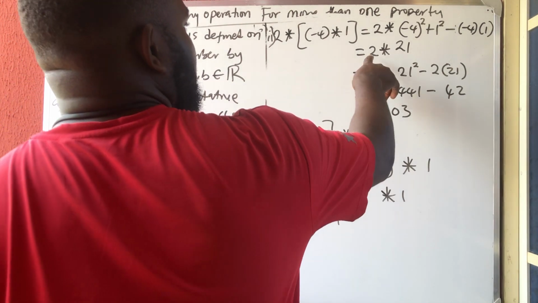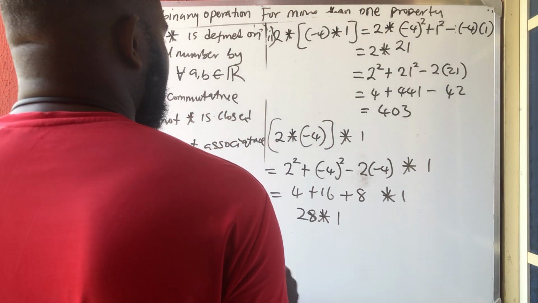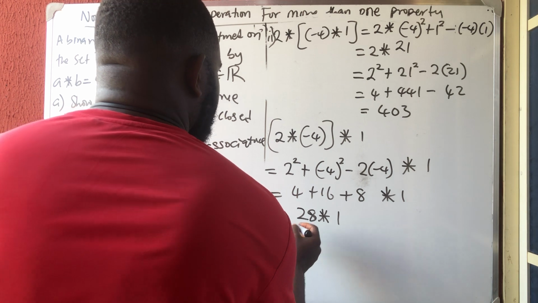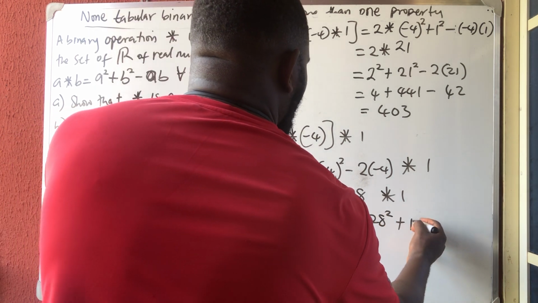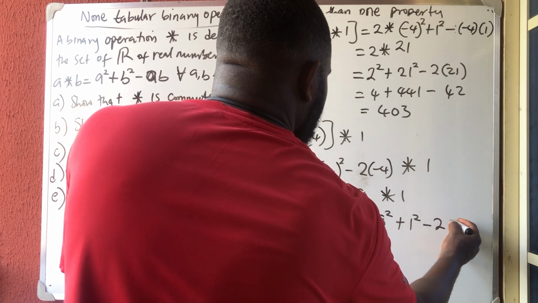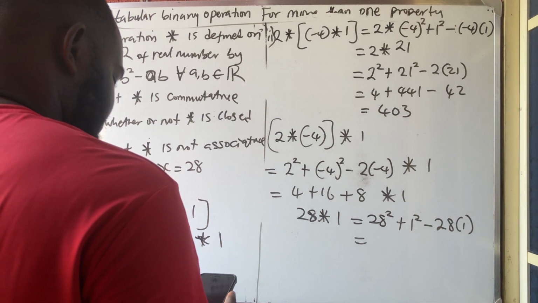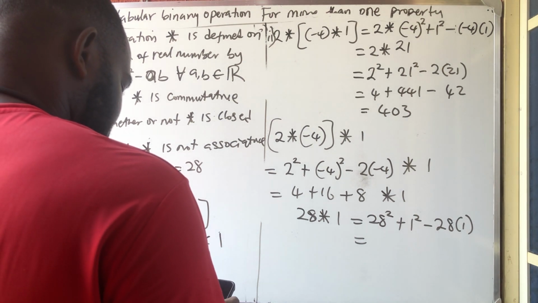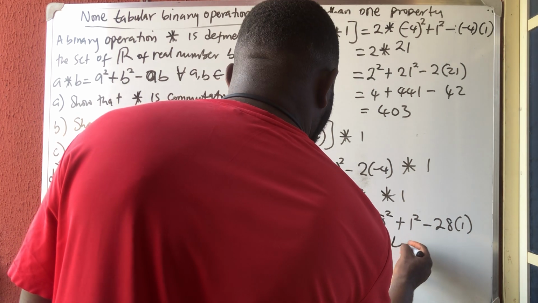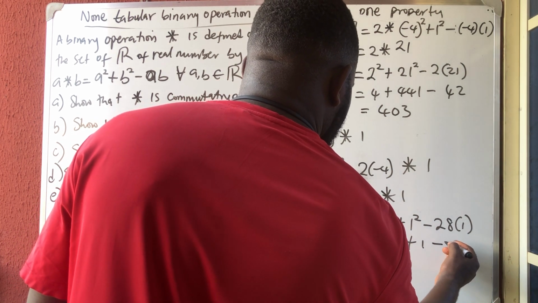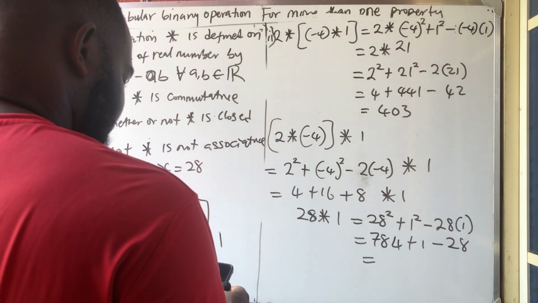But in this one, 2 is operating on 21. So they are not even the same thing. But let us not just conclude. Let's get this operating on this: it will give me 28 squared plus 1 squared, then minus 28 into 1. So which will give you what? 28 squared, that is 28 times 28, you're having 784 plus 1 minus 28. So I'm having 725.